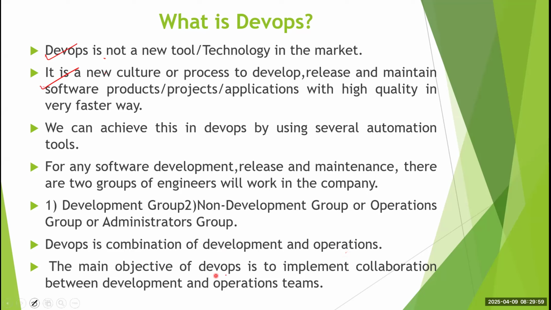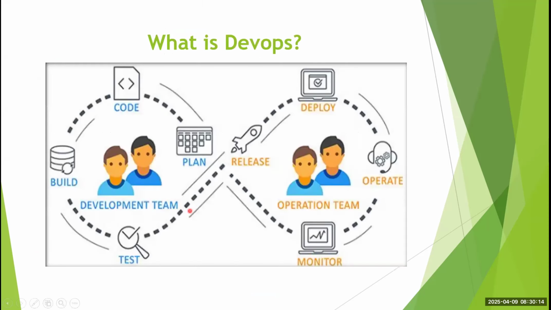The main objective of DevOps is what? Implement collaboration between development and the operational team. And that part we discussed in the last class also, correct? This will help you to collaborate between development and the operational team. Okay. So this is the life cycle of DevOps, and that we have gone through already.